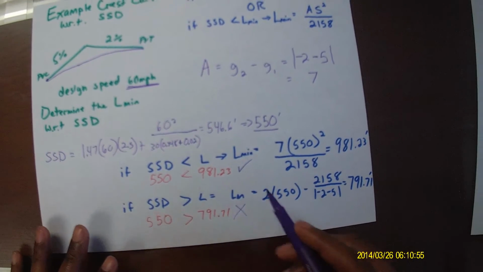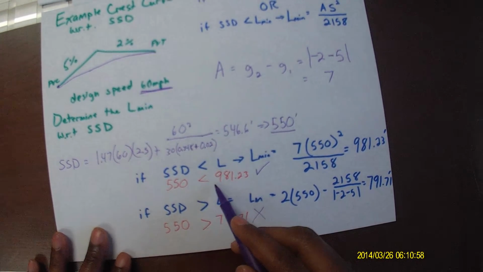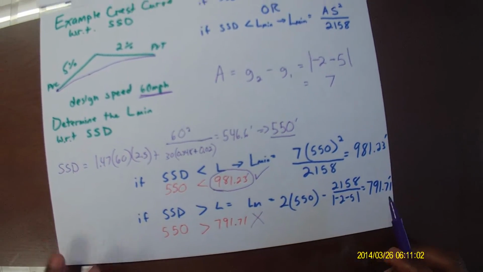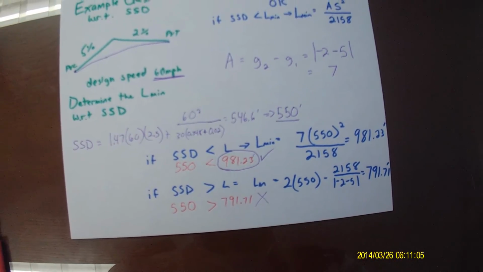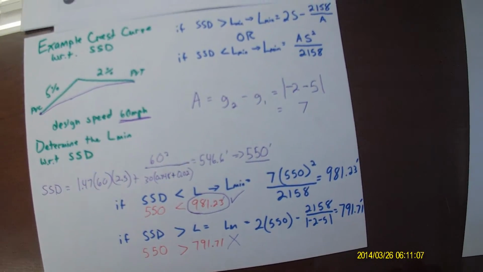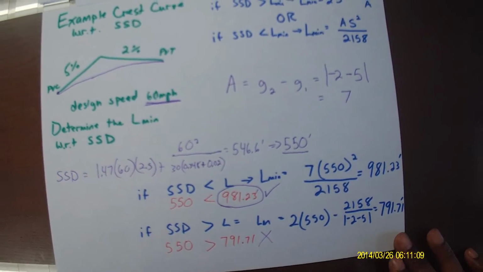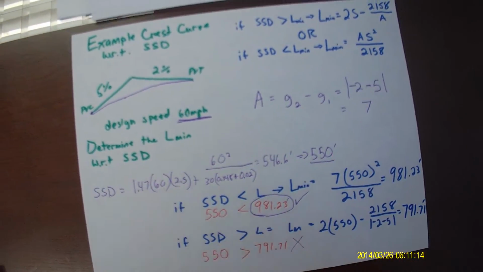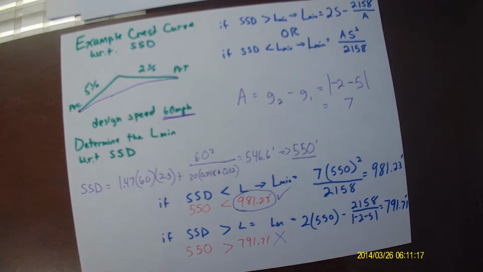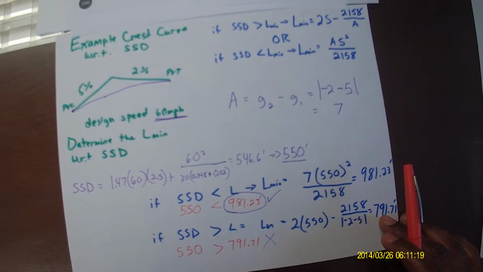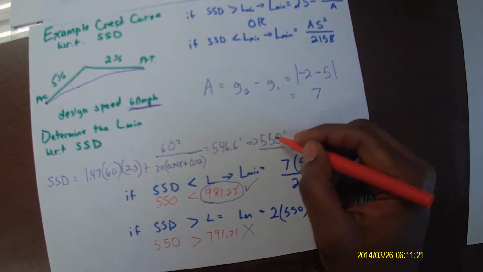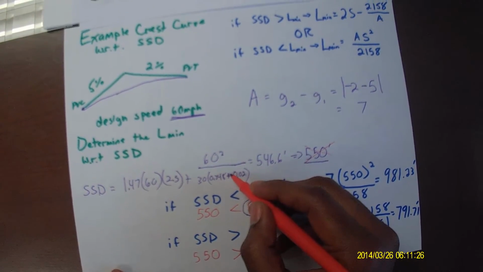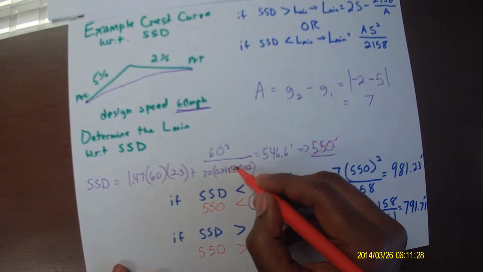So we would go ahead and choose a length of 981.23 feet. However, some of you might have noticed and might have even questioned whether or not my stopping sight distance is correct. And if you were one of those people, then good job, because this stopping sight distance wasn't the correct one to use.